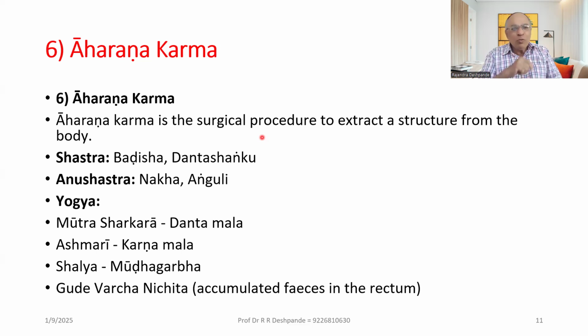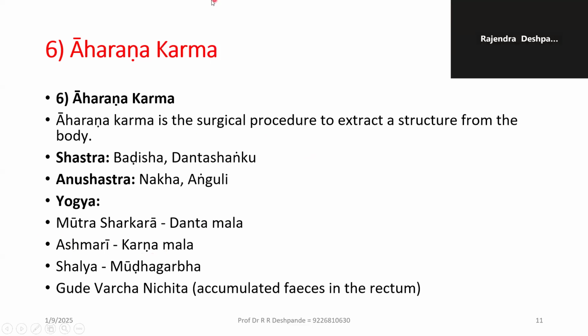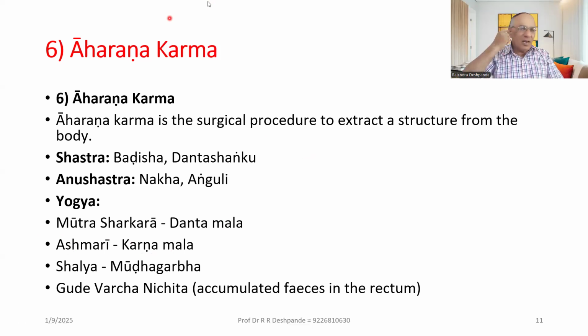So that use of forceps is called Aharana Karma. Now, where do we have to do this Aharana Karma? Yogya condition, the proper disease or health problem. Number one is Mutra Sharkara. Whenever there is a calculus, we have to take it out. Calculus. Danta Mala, here tartar. Then Ashmari. Then Karna Mala. Here, wax is there, and we use a wax hook to remove the wax. So this Karna Mala can be taken out as Aharana Karma.